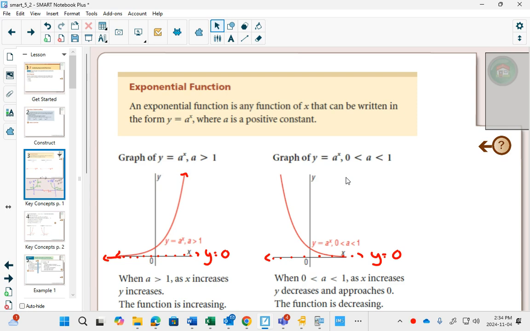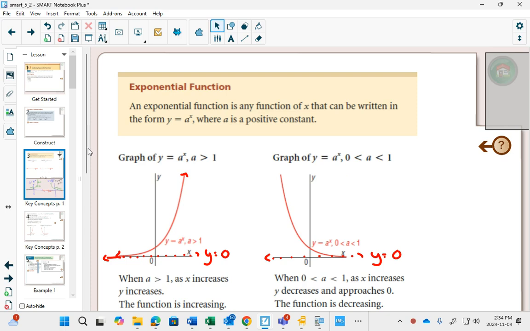They say an exponential function is a function where you have a to the x, and a is some positive number. If that a is bigger than 1, it's going to increase. If that a value is between 0 and 1, it's going to decrease.